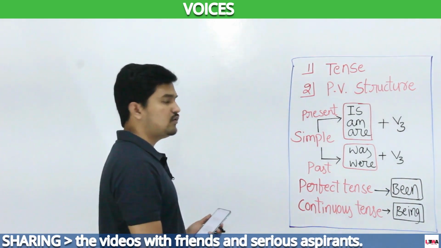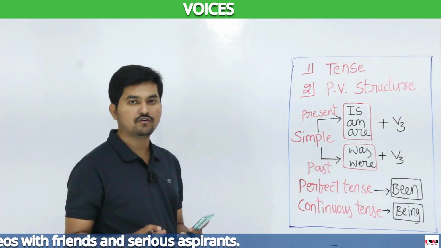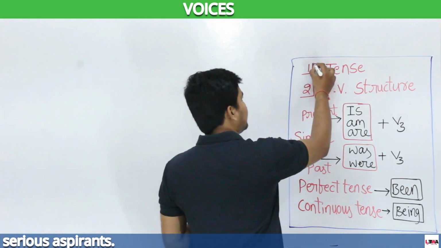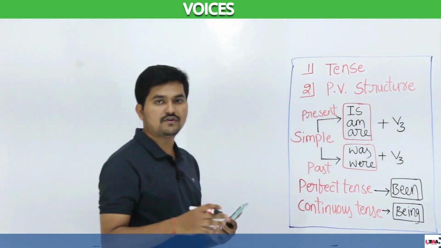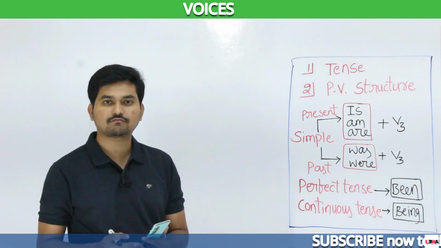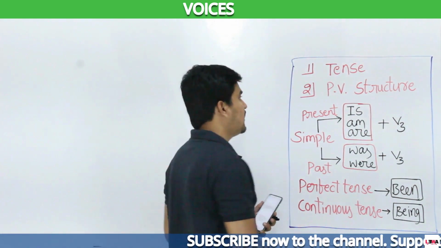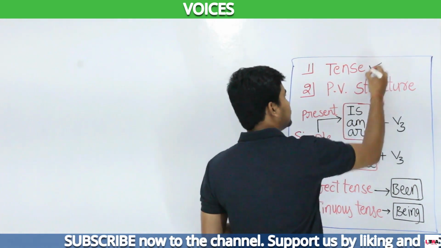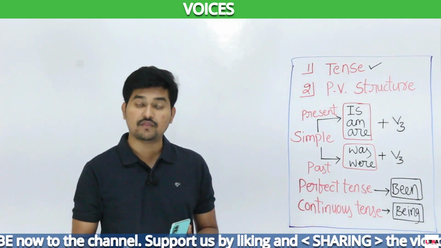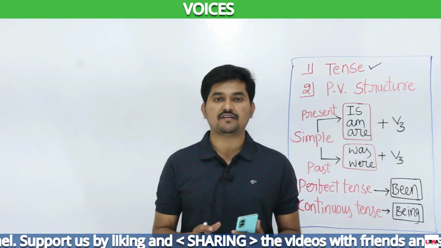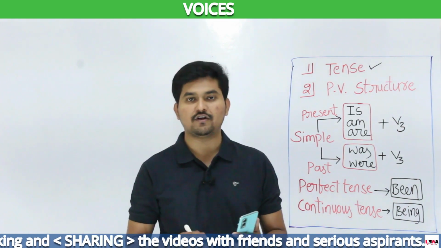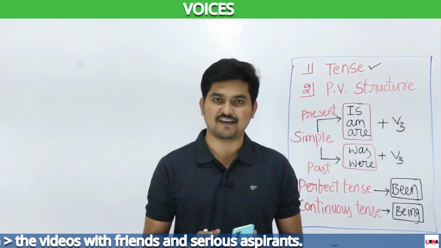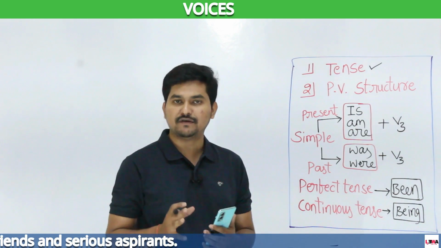Okay, what you have to follow in this video are two steps when you are about to convert one sentence from one voice to another voice. Step number one, very simple. Identify the tense of the sentence whenever it is given to you. So one thing is understood, that you need to have understanding of tenses first in order to solve questions of voices. Yeah, so refer your tenses basics once.